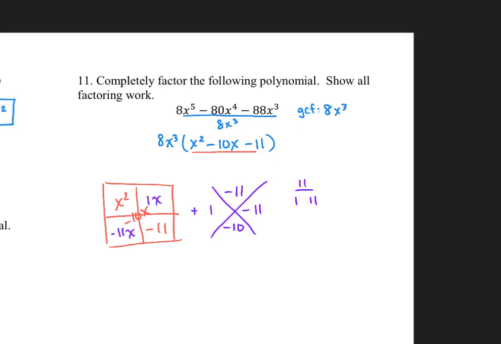Now we can get the outside, so top row GCF is x, and then x times x gives me x squared, x times positive 1 gives me 1x, x times negative 11 gives me negative 11x. So my final answer, don't forget about the GCF, so 8x cubed, parentheses, x plus 1, and x minus 11.